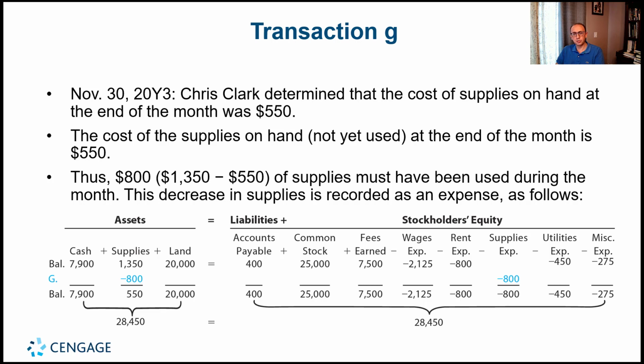So when supplies are used, we create an account called supplies expense, and it's going to be recorded under equity, and it is going to reduce the company's equity. So as you can see here, now we have a new account called supplies expense, and it has $800, and we reduced our supplies balance by $800 to get the new balance of $550.